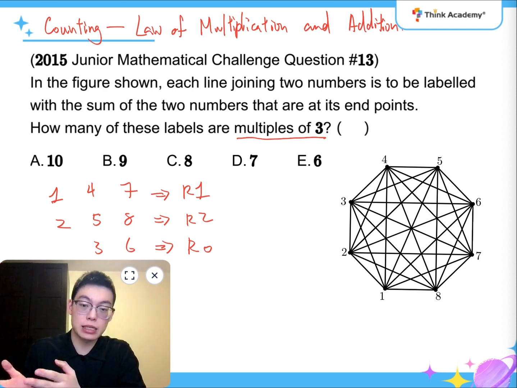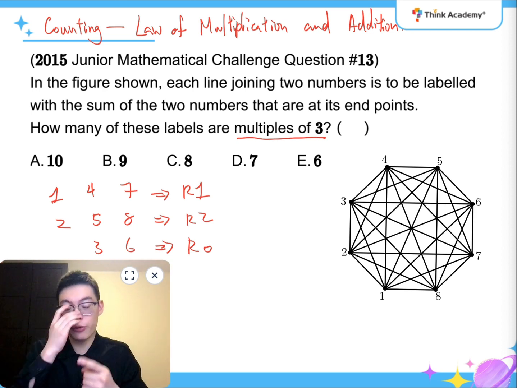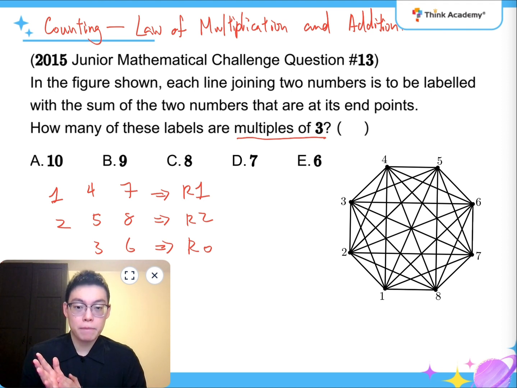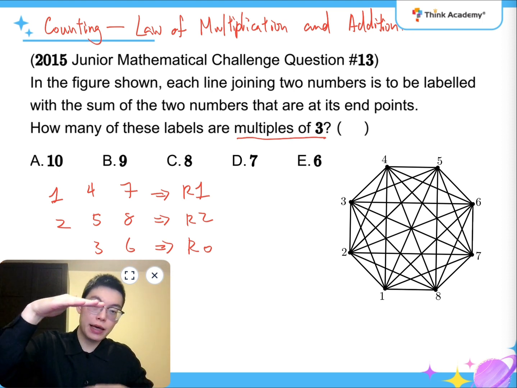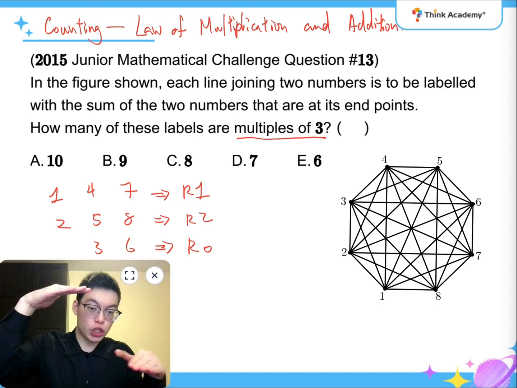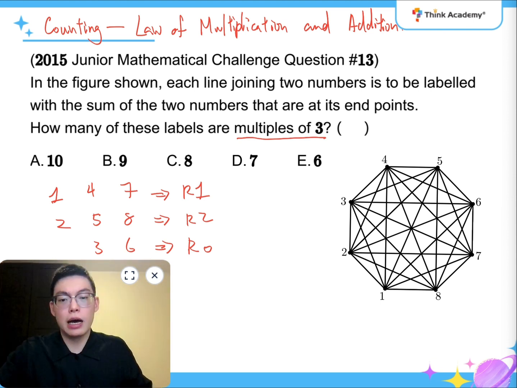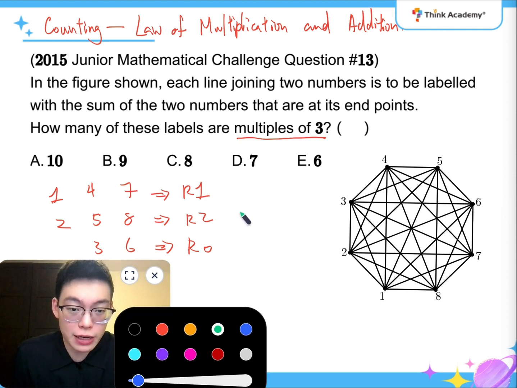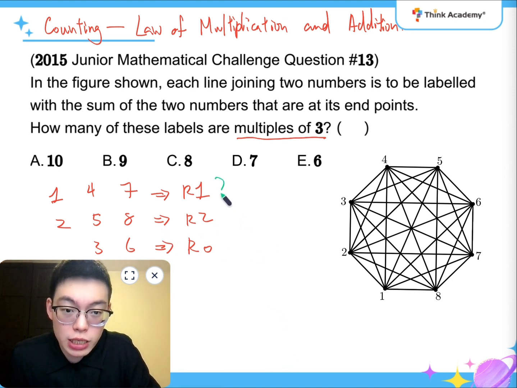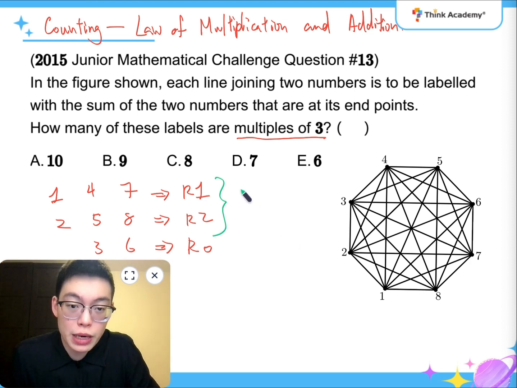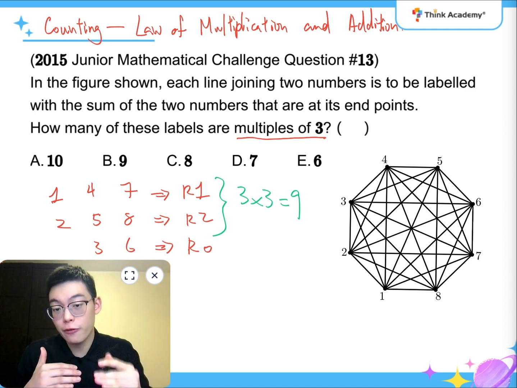Remainder 3 is remainder 0, because every 3 is going into 3. So it means that any numbers in 1, 4, and 7, which belong to the remainder 1 category, can be joined with any number in the remainder 2 category, 2, 5, or 8. So we have 3 different choices for the remainder 1 category and 3 different choices for the remainder 2 category, which means that altogether there will be 3 times 3, which is 9 choices, because I need to choose one out of both, right?